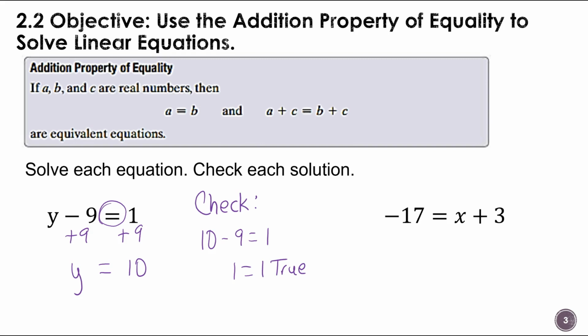Okay, now on this next one we have x plus 3. Now it doesn't matter which side the x is on. You could rewrite this if you like it better this way because it means the same thing. This time to isolate the x, we have to subtract the 3 because 3 minus 3 equals 0. And so we get that x equals negative 20. And you can see that that would check. Negative 20 plus 3 equals negative 17.